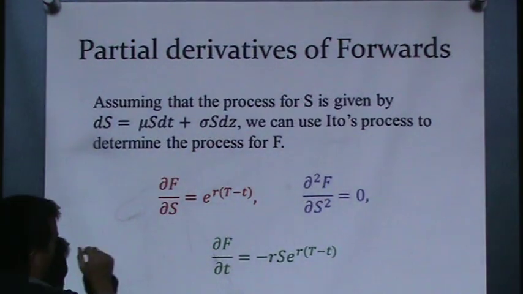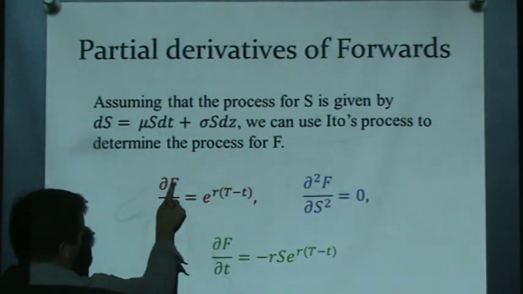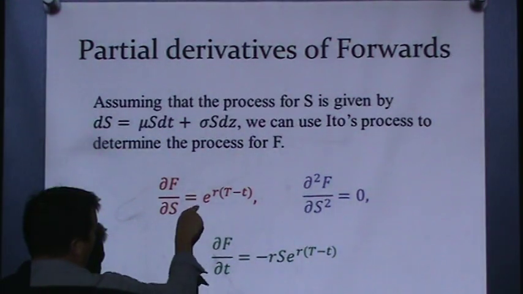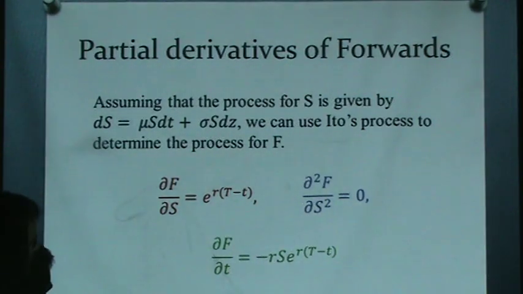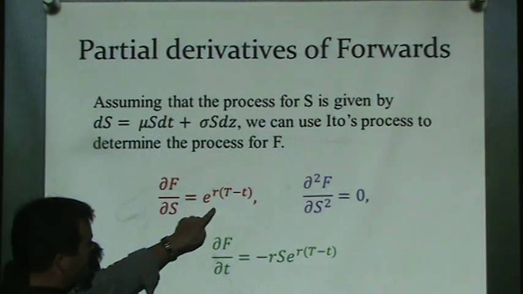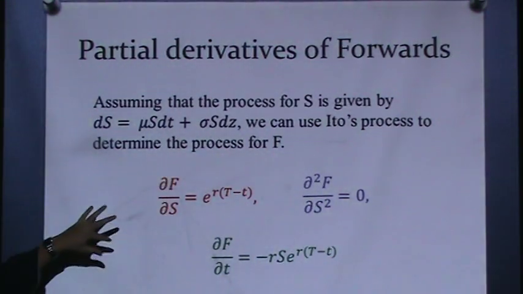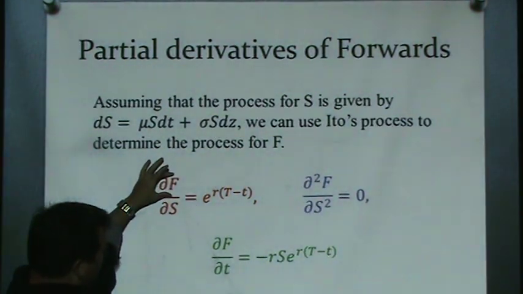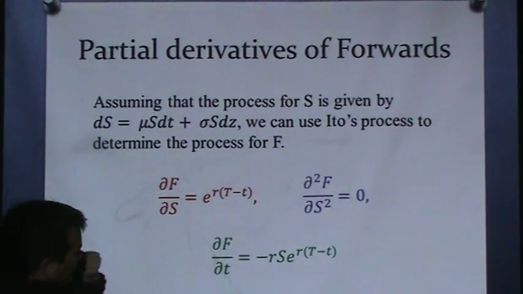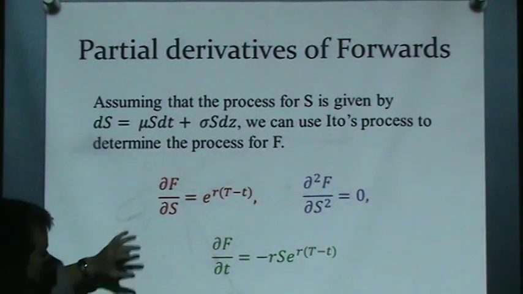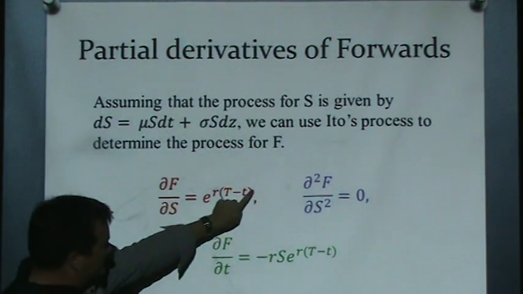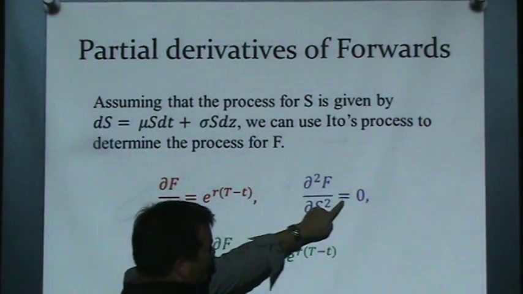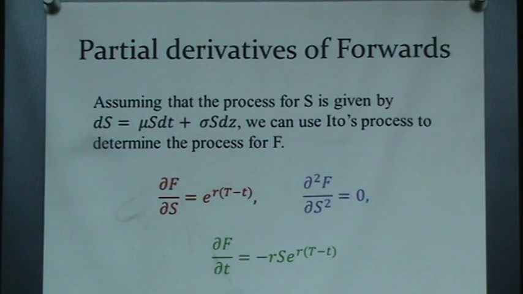So the first derivative of the forward with respect to s ends up being, it was S times this thing. And this component is considered a constant with respect to S. So this ends up being the derivative of the forward price with respect to the underlying stock price. The second derivative of this is now all considered a constant with respect to S, so the second derivative would end up being 0.